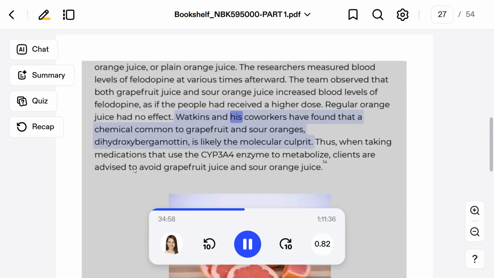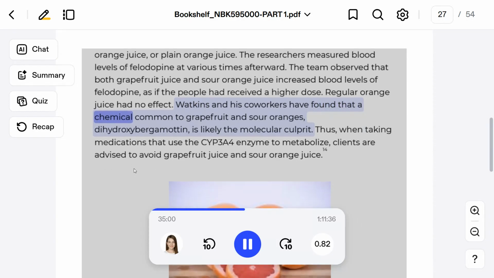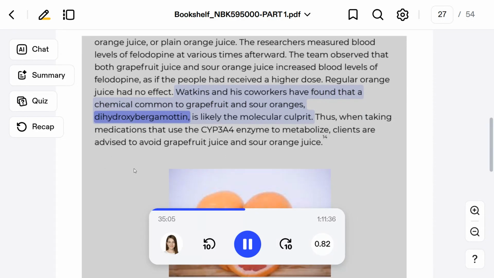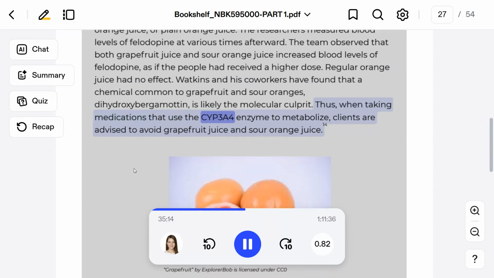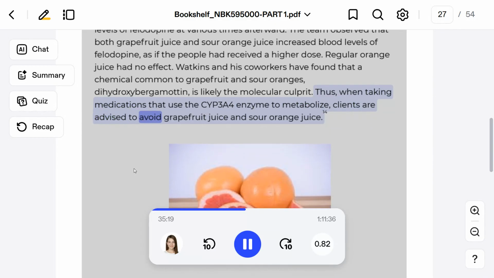Watkins and his co-workers have found that a chemical common to grapefruit and sour oranges, dihydroxybergamottin, is likely the molecular culprit. Thus, when taking medications that use the CYP3A4 enzyme to metabolize, clients are advised to avoid grapefruit juice and sour orange juice.